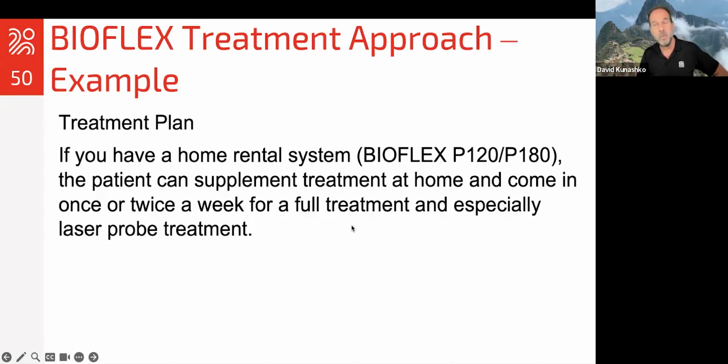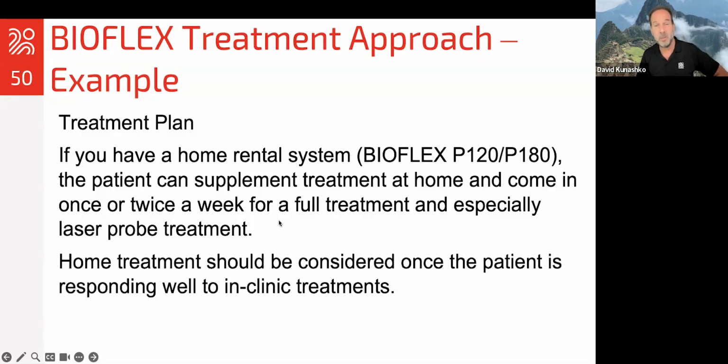They don't have the laser probe and the full-blown effect of professional systems, obviously, but it's pretty close and it's very effective. And those of you who are listening in that just have the consumer device, the P120, P180, it's still going to be effective. It just might take a little bit longer. You may need to treat a little bit more frequently with that home equipment.